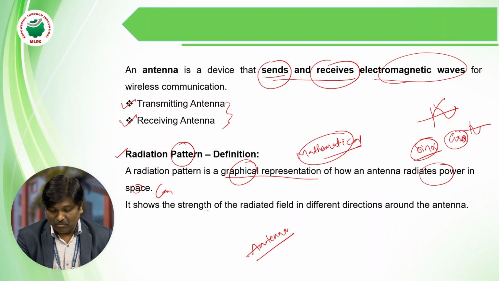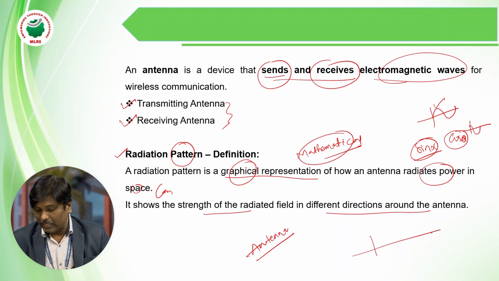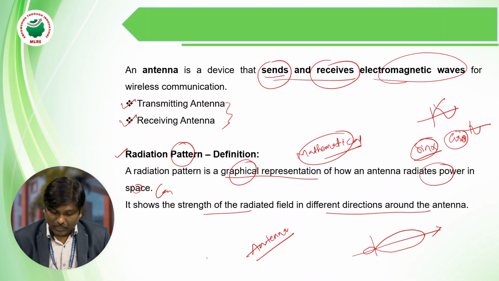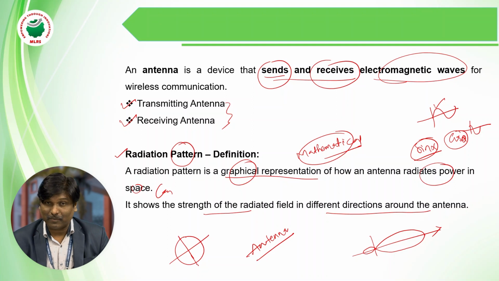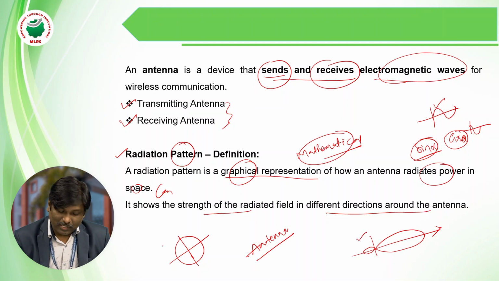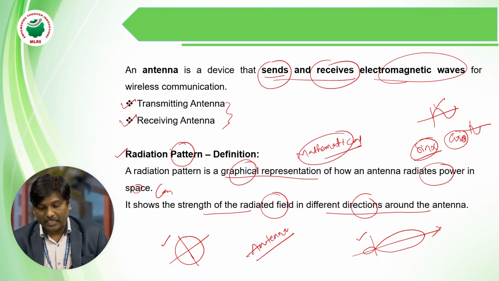What is its importance? It shows the strength of the radiated field in different directions around the antenna. If you consider a directional antenna, we get maximum transmission in one direction. If you consider an isotropic antenna, it provides radiation equally in all directions. So based on the antenna considered, the radiation pattern changes, the radiated field changes and the directions also change. These characteristics are clearly analyzed by the radiation pattern.